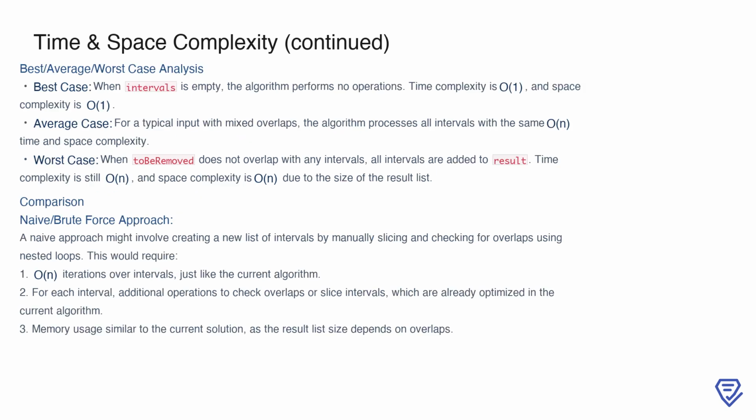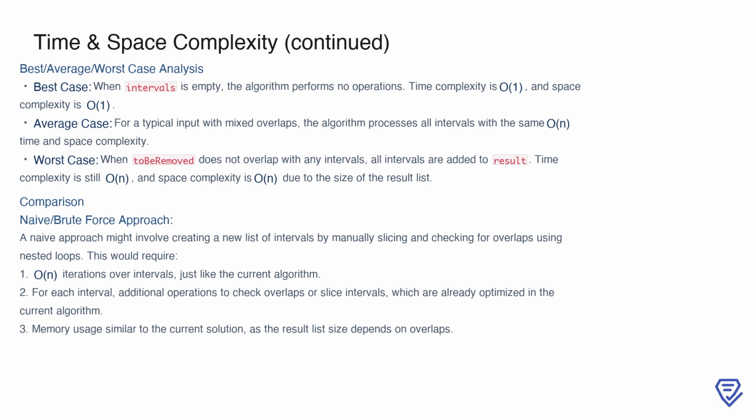To analyze the best, average, and worst case scenarios, let's start with the best case. If the input list of intervals is empty, the algorithm doesn't perform any operations, resulting in a time complexity of O(1) and a space complexity of O(1). In the average case, where the input contains a mix of overlapping and non-overlapping intervals, the algorithm still processes all intervals with a time complexity of O(n) and a space complexity of O(n).